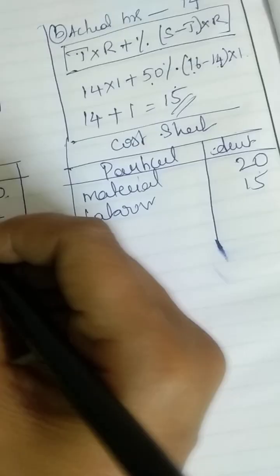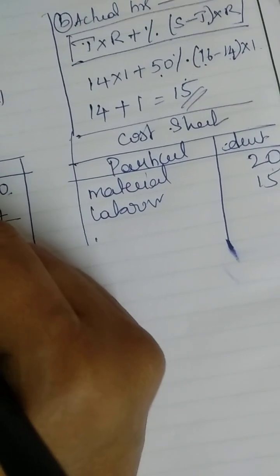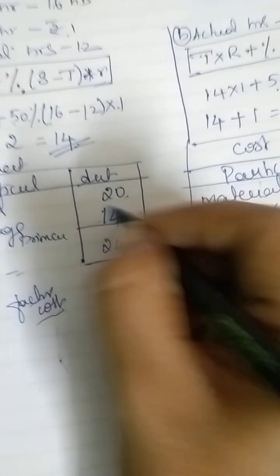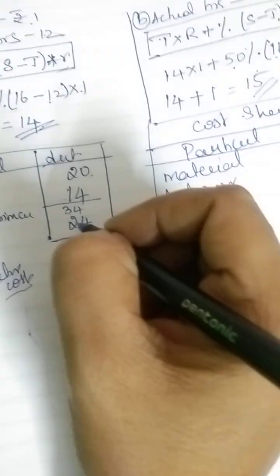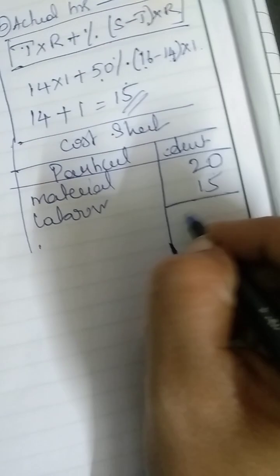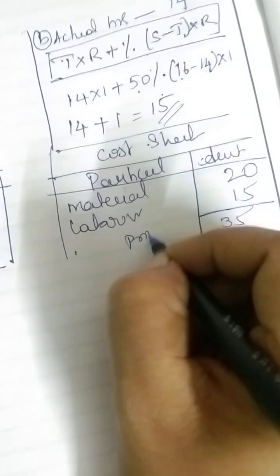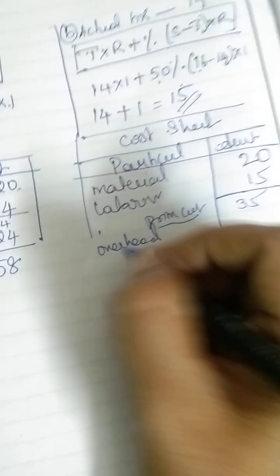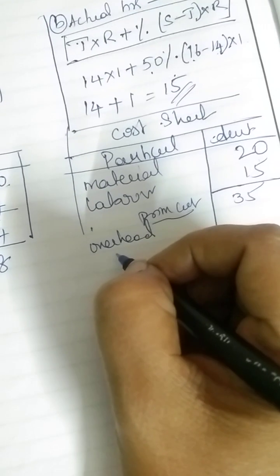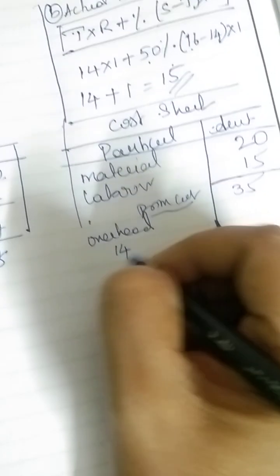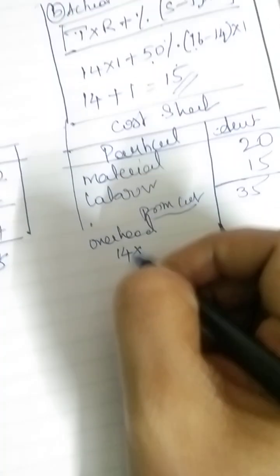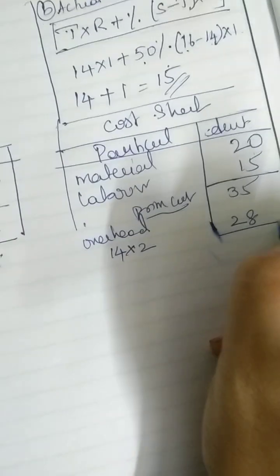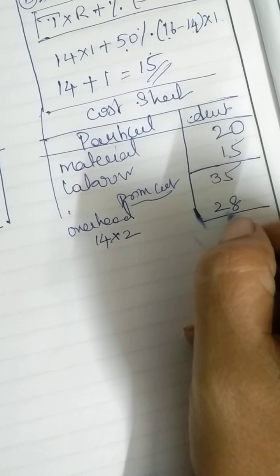Then overheads. Actually, I'm going to call this one the prime cost. Prime cost is equal to 34, and to this one I'm going to add, then I'll get it. So here, just observe, 35 is our prime cost. To this one I'm going to add overheads. Overheads, how much is it? 2 rupees per labor hour. So 14 hours are the actual time taken, into 2, that is equal to 28. So 35 plus 28 is going to be 63. So this is one method, the Halsey method.